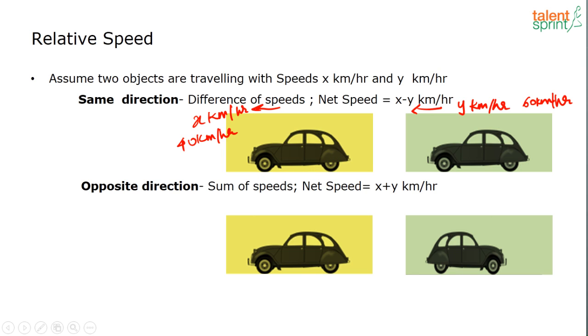Similarly, if there are two objects traveling in the opposite direction, let us say this is traveling at 60 kilometers per hour and this is traveling at 40 kilometers per hour. Now what is the relative speed? The relative speed is nothing but the sum of the speeds of the two objects: 60 plus 40, which is equal to 100 kilometers per hour.